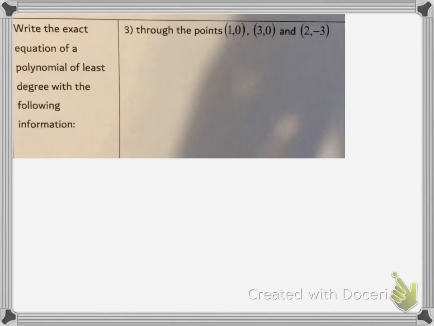Write the exact equation of a polynomial of least degree with the following information. Okay, so let's make sure we know what all of these words mean. Let's see, exact. What is exact going to be for us? Exact means, yes, we got to do the A this time. Okay, least degree. Don't add anything. Don't get fancy. But what is nice about this one, it does not say in standard form. So that means we are allowed to leave it in factored form, which, yay, I'm happy, I'm smiling, I'm clapping, because that is a lot less work.